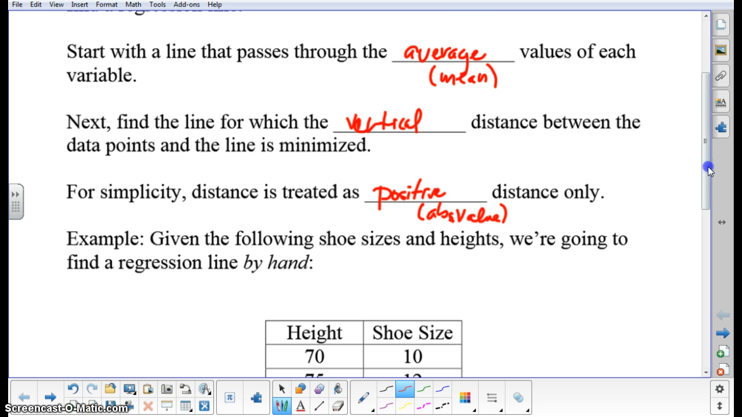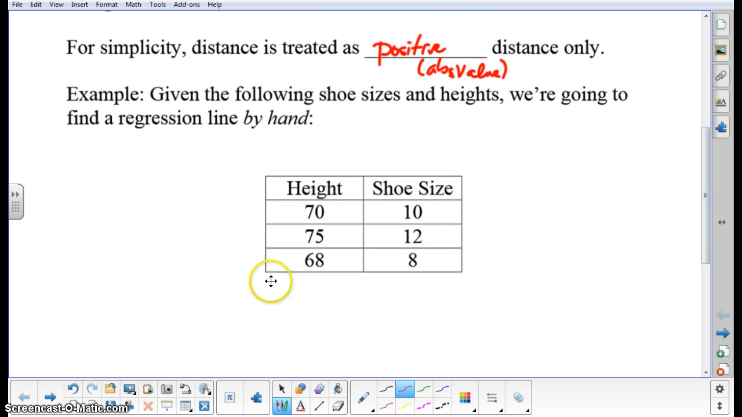Okay, so we're going to start by finding the average height and the average shoe size. If we add those up and divide by 3, we get a 71. If we add the shoe sizes up and divide by 3, we get a 10.